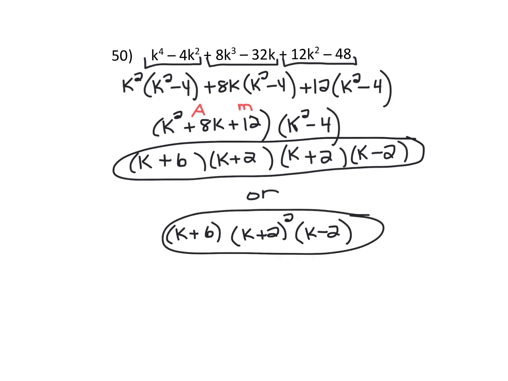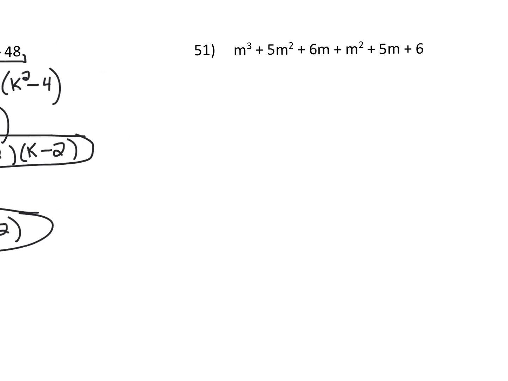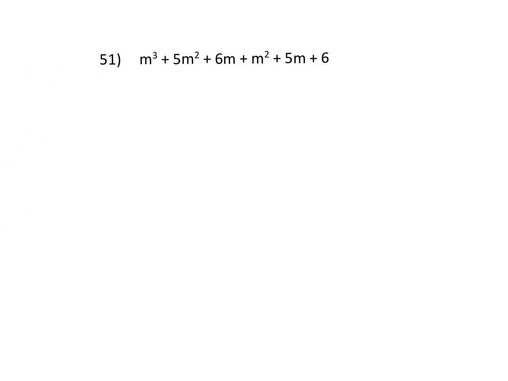Okay, we're going to take a look at one last one, and it's going to be number 51. Okay, so again, we have 6 terms. So we have to decide, do we want to break it up into 3 groups of 2, or do we want to break it up into 2 groups of 3?